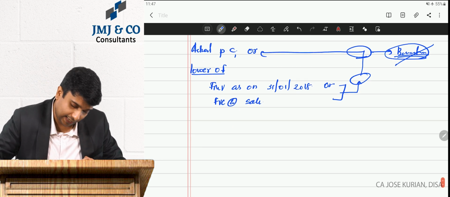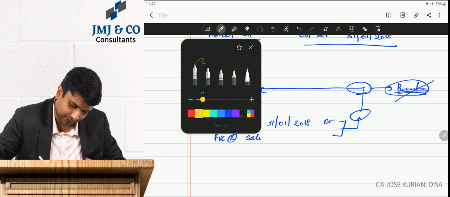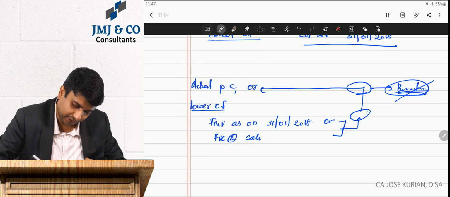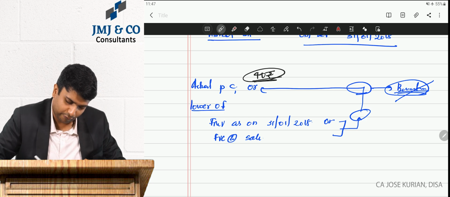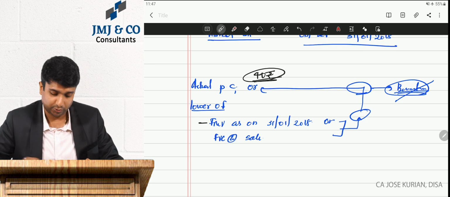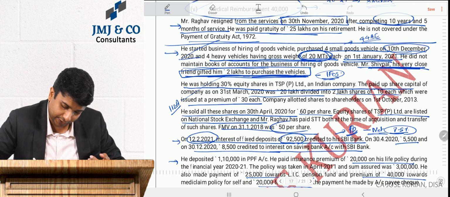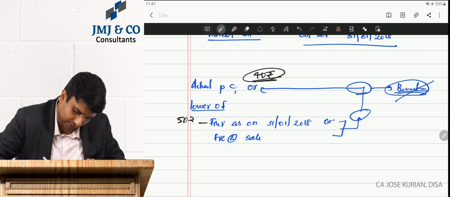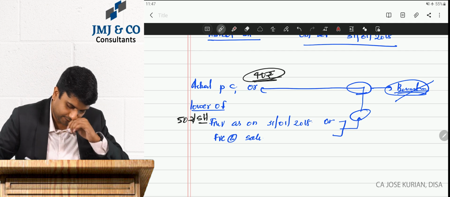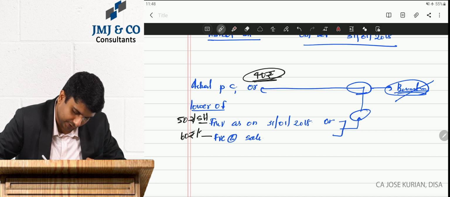So friends, what is the actual purchase cost in this question? I'll write that actual purchase cost in the question. The actual purchase cost we have already determined is 40 rupees. Now the lower of fair market value. What is the fair market value as on 31st January 2018? It is 50 rupees per share. Now what is the full value consideration at the time of sale? It is 60 rupees per share.